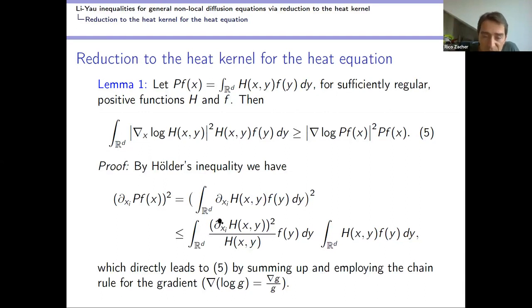So we apply this here, but we also apply it on the left-hand side. So we divide by this Pf, pardon. So we divide by this, and then we use it here again, and then we find this inequality. So it's a simple estimate, but very useful. And that's the key for this reduction principle I want to show you now.